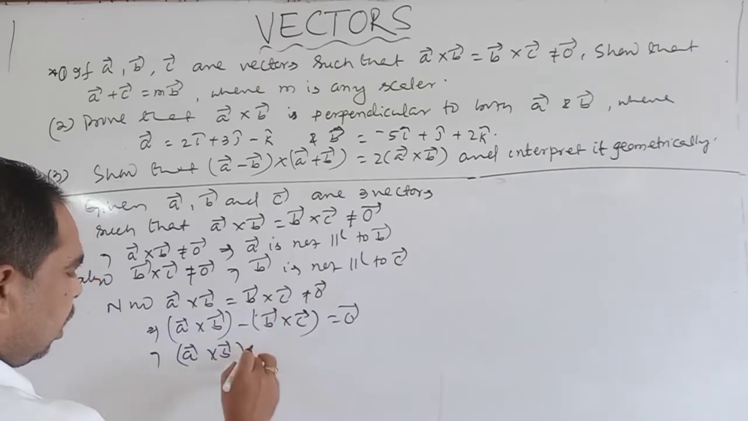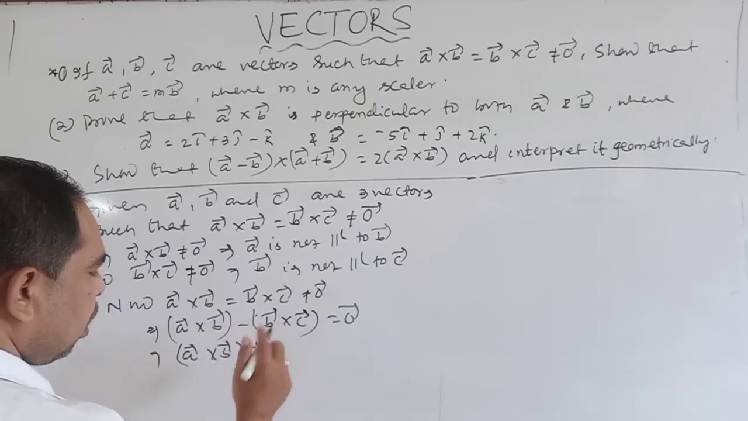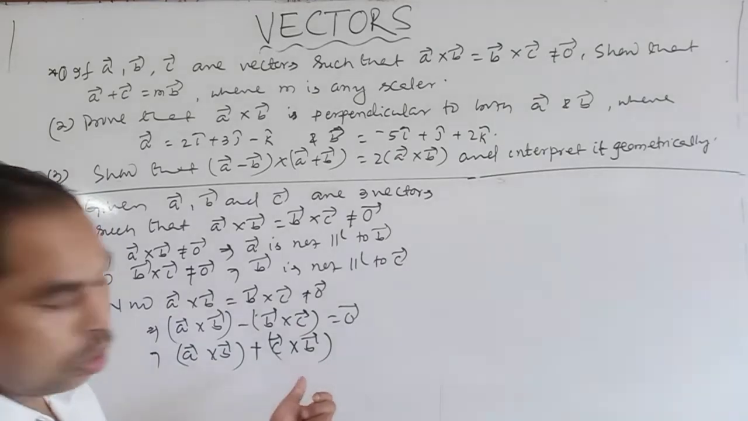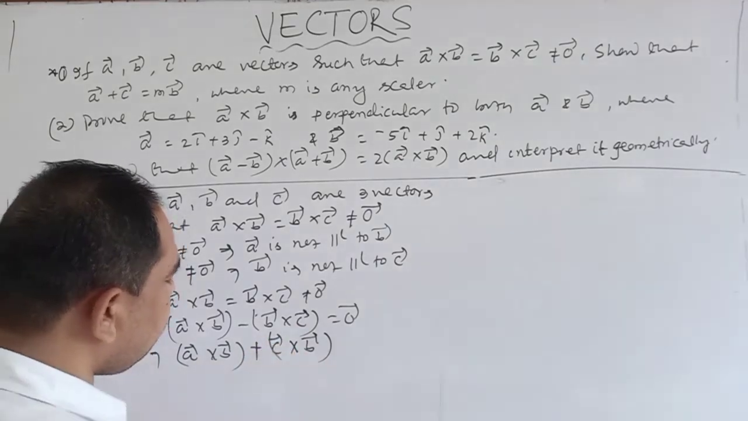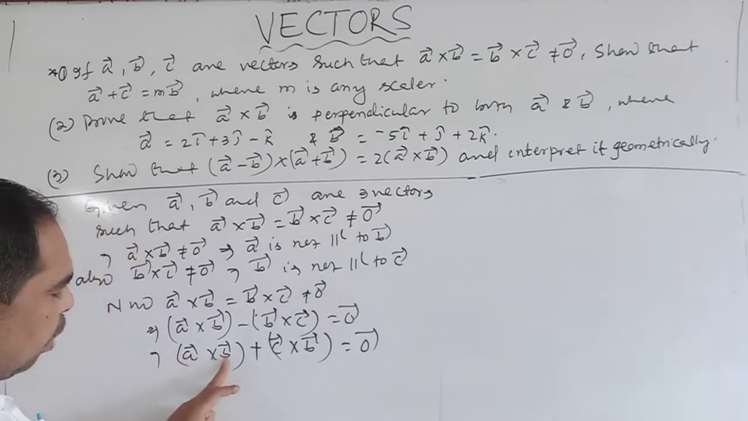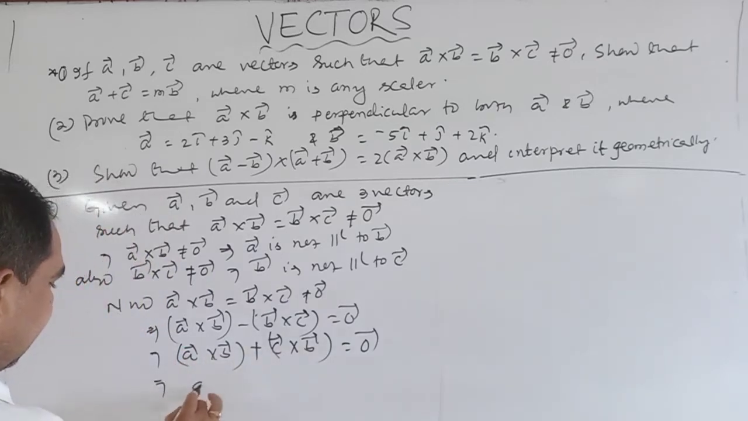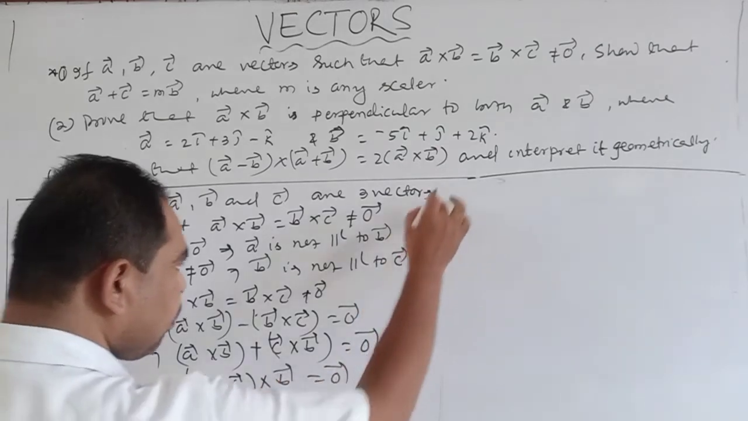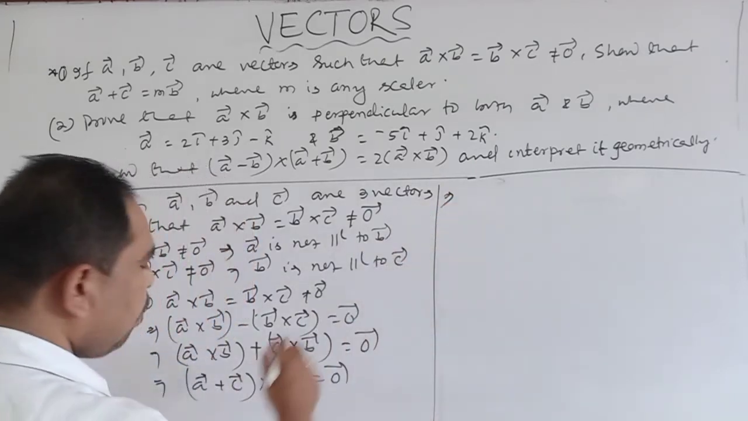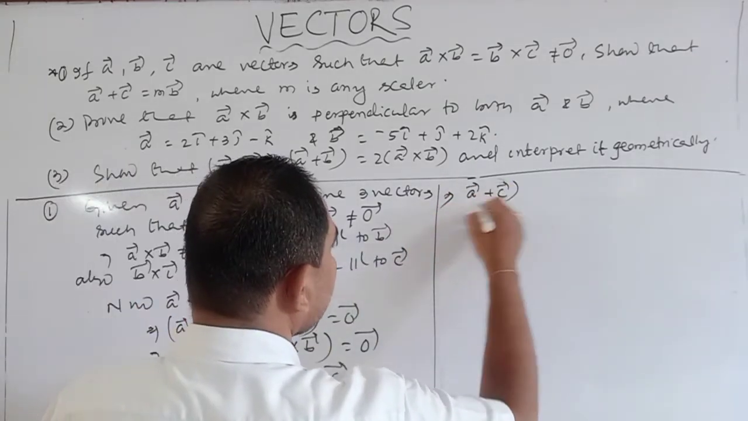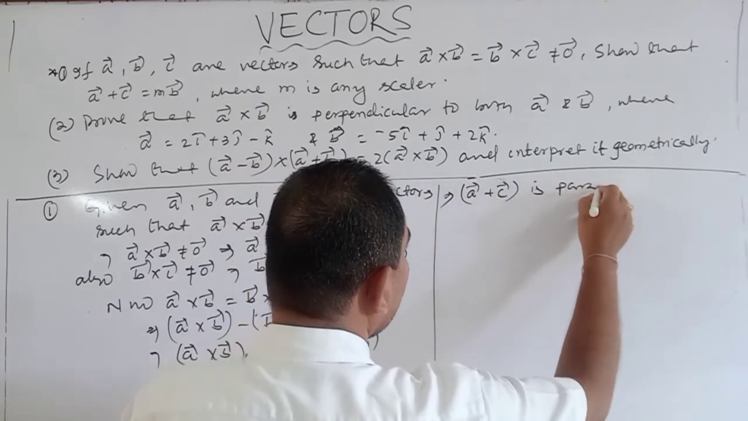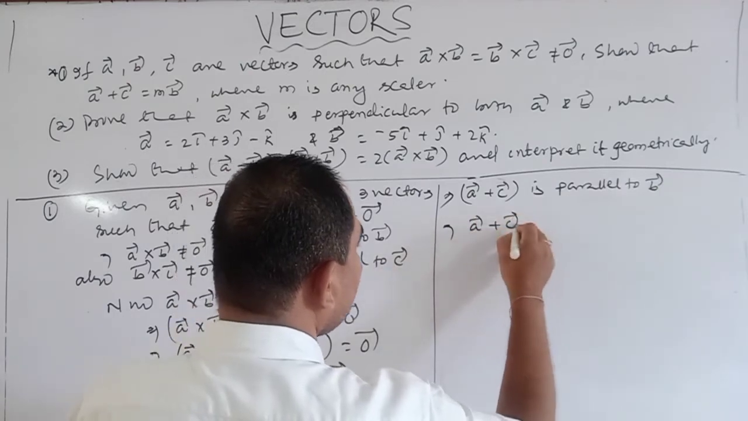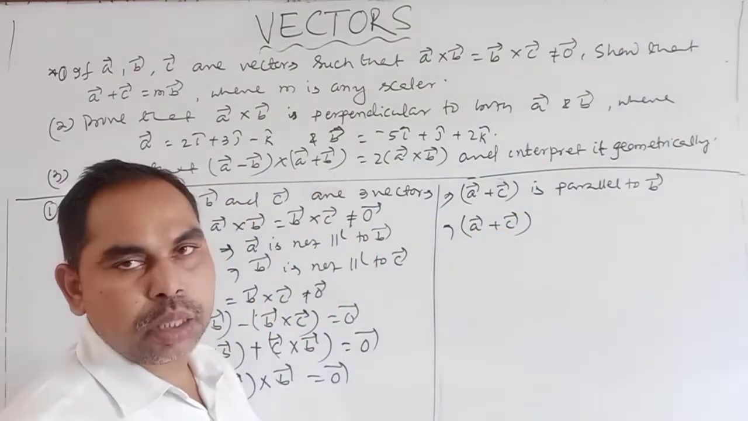A cross B is equal to B cross C, so minus of B cross C means plus C cross B, plus C cross B is equal to 0 vector. So A is on the left and C is also on the left, so we can write A plus C cross B vector is equal to 0 vector. So this implies A plus C vector is parallel to B vector, which means A plus C can be expressed as some constant times B vector.